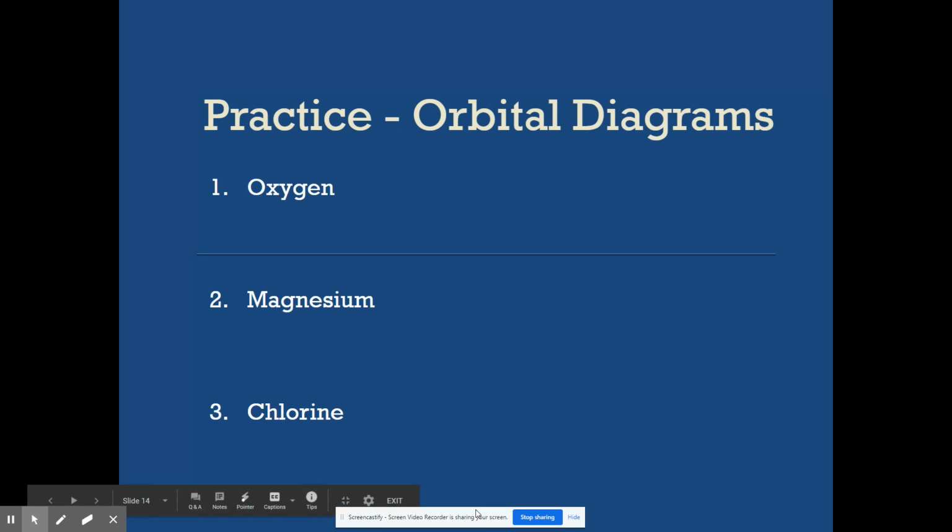Here we go. We have 3 practices. This is how we would do it if we were in person. So we have oxygen first. Oxygen has 8 electrons. Okay. You need this sheet of paper that you have everything written on. Make sure you have it out.